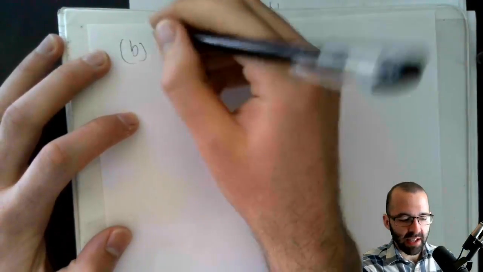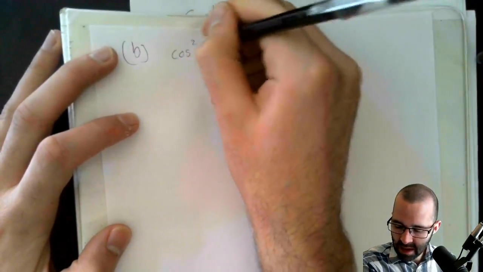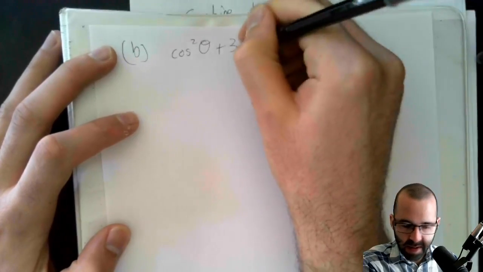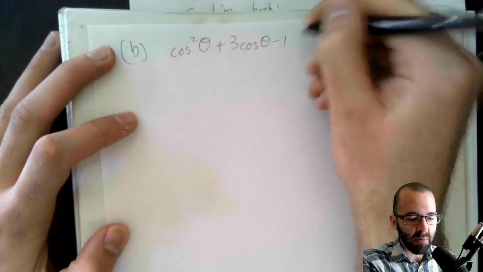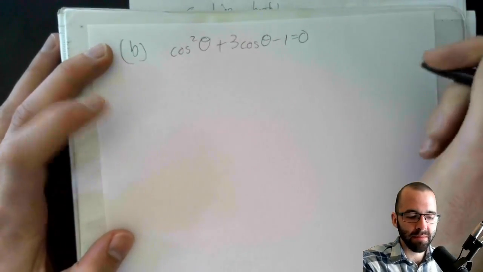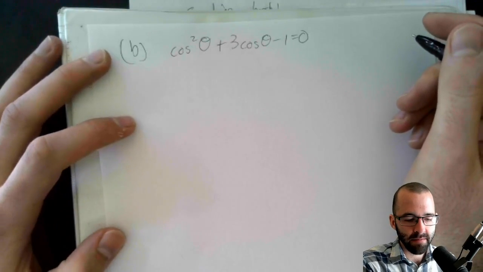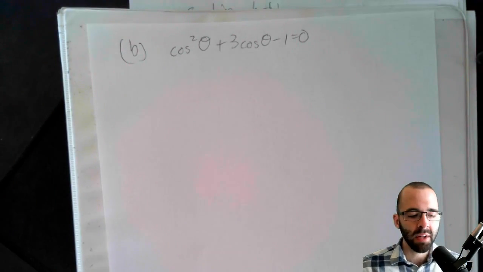Alrighty then. Let's do 4B. What we have is the cosine squared of theta plus 3 times the cosine of theta minus 1 equals 0. And again, this is a quadratic equation.